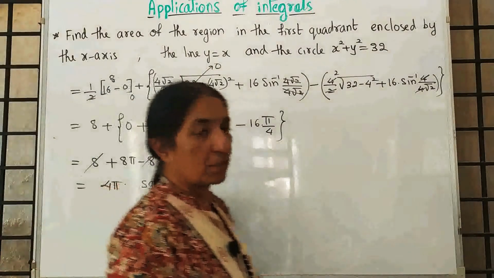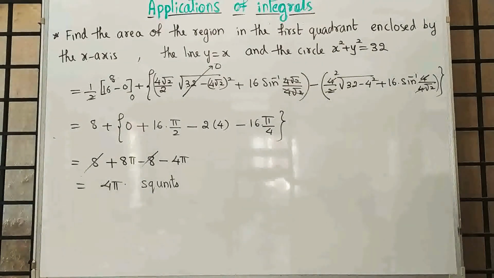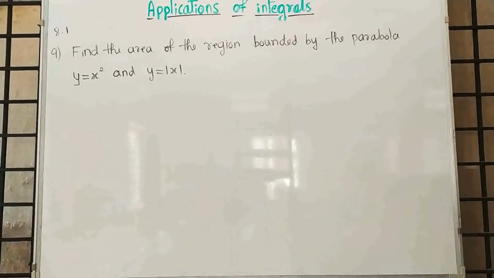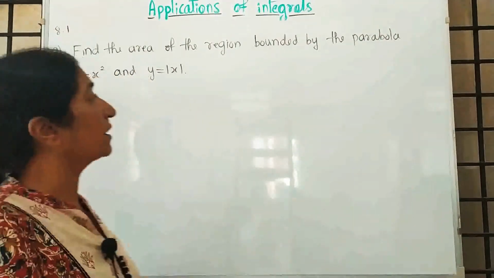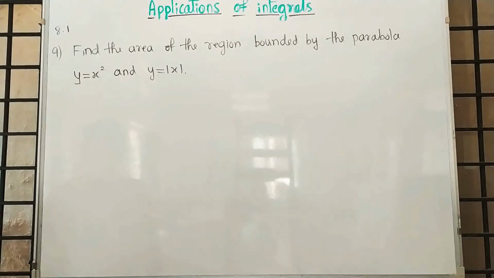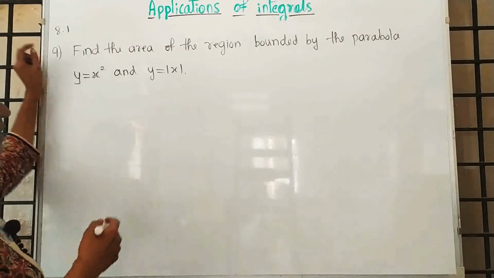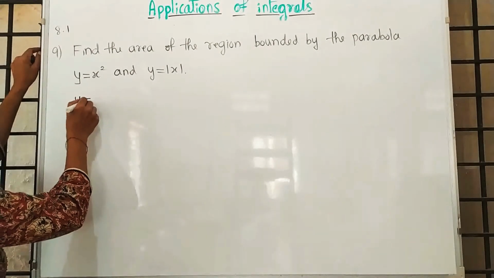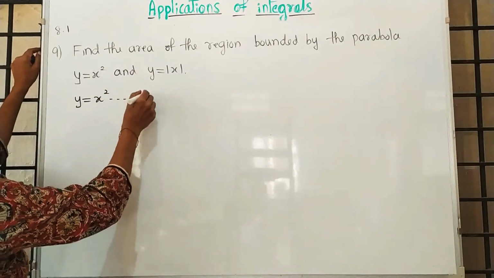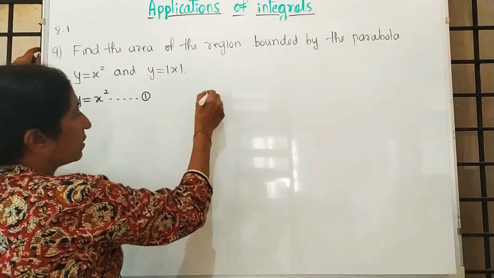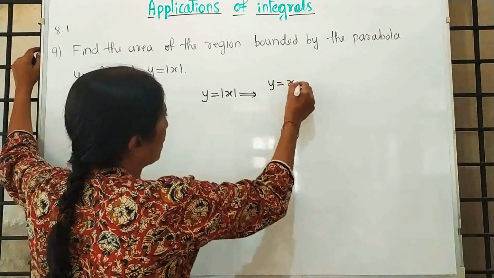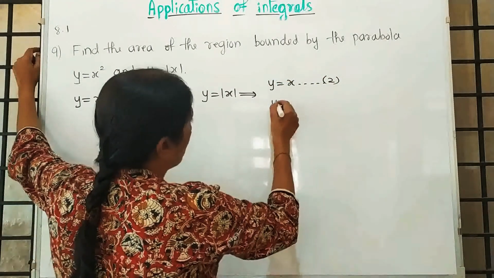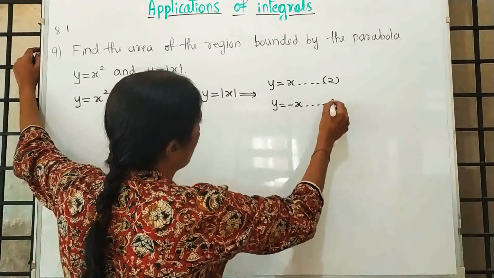Now I am moving to the next example. See, the next question is in exercise 8.1, question number 9. Find the area of the region bounded by the parabola y is equal to x square and y is equal to mod x. So y is equal to x square we are taking as equation 1. Here y is equal to mod x represents what? Two lines. One is y is equal to x, another one is y is equal to minus x.